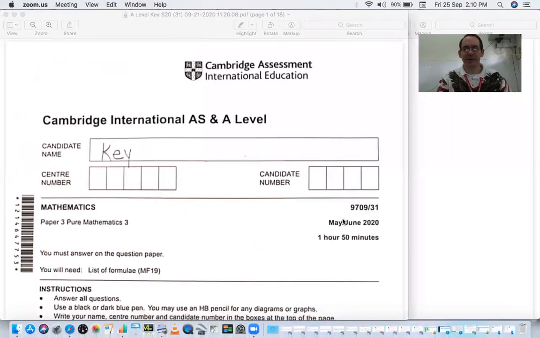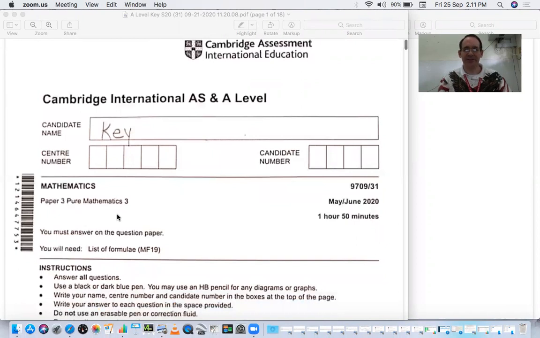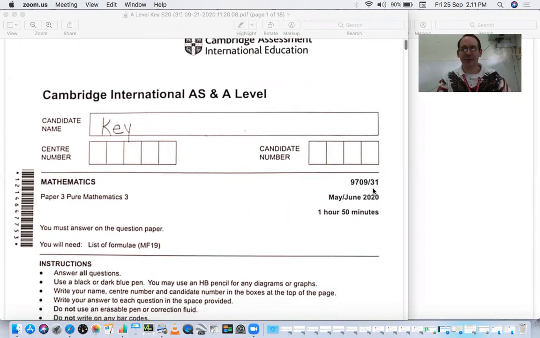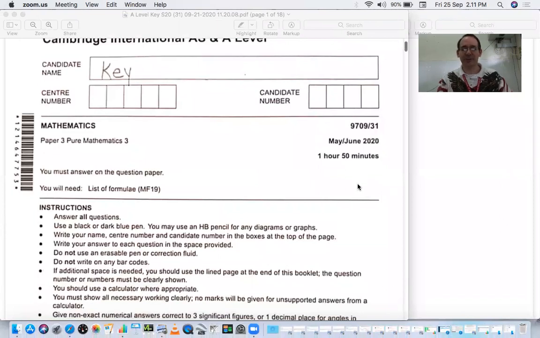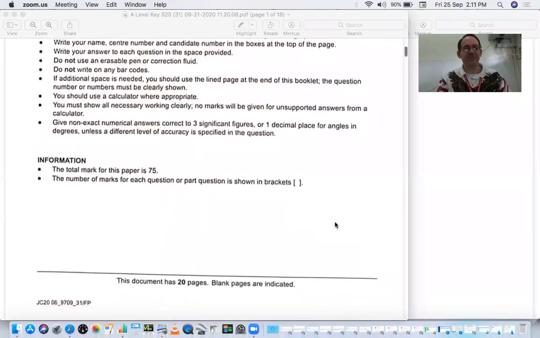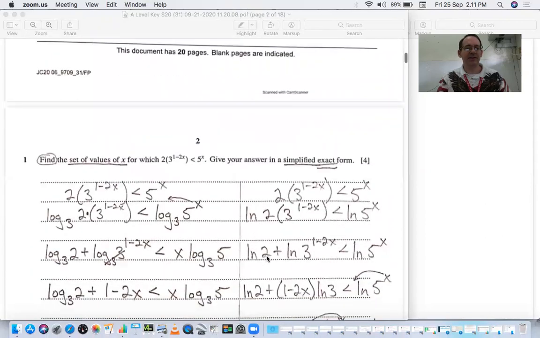Today we'd like to look at a past paper of the new 2020 syllabus. So May, June 2020 for Pure Maths 3. This is a Pure Maths 3 past paper, the first one, paper 31 of the May, June 2020. Notice a little bit of difference from the previous syllabus. The previous syllabus was 1 hour and 45 minutes. This is now 1 hour and 50 minutes. The total marks are still 75 points. So let's get right into it.